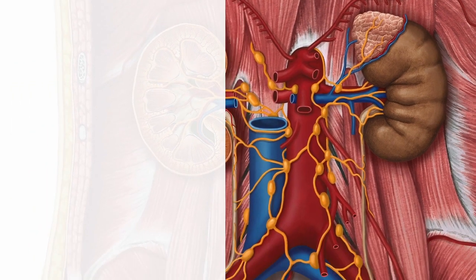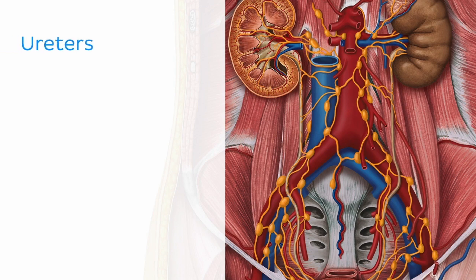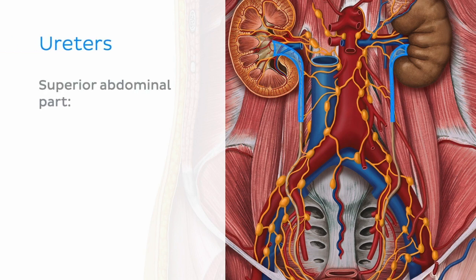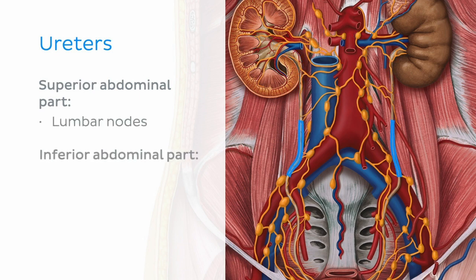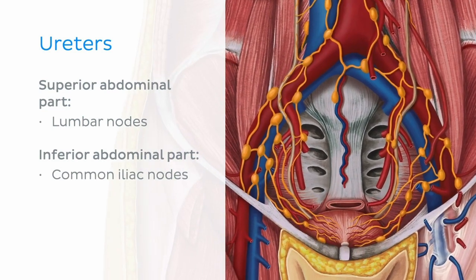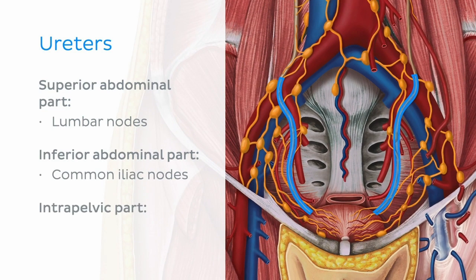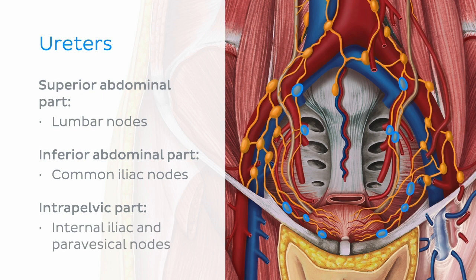The lymphatic drainage of the ureters is a tiny bit more complicated, in that the superior abdominal part of each ureter drains directly to the lumbar nodes, while the inferior abdominal part generally drains to the common iliac nodes. The intrapelvic part of the ureters, however, are usually said to be drained by the internal iliac and paravesical nodes.